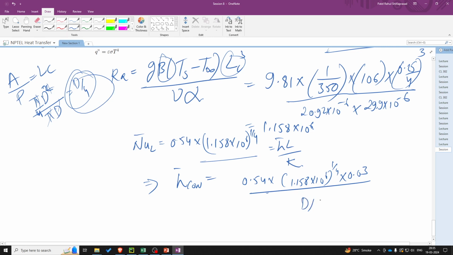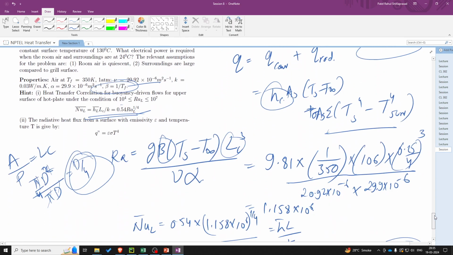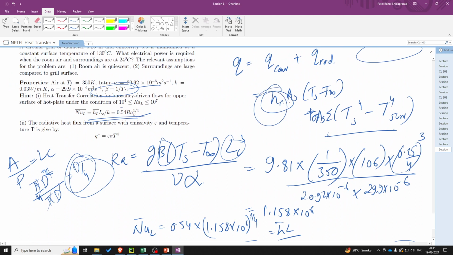Will be calculated as D by 4. So if you calculate the value of heat transfer coefficient, it will come around 8.50 watt per meter square Kelvin. So eventually you need to put this value of heat transfer coefficient over here. Area we are having, Ts minus T infinity we are having, and this radiation we had calculated in the previous questions. So this is very similar to that question.